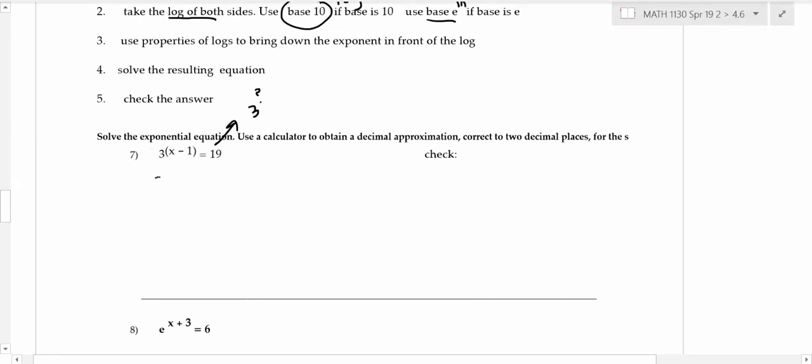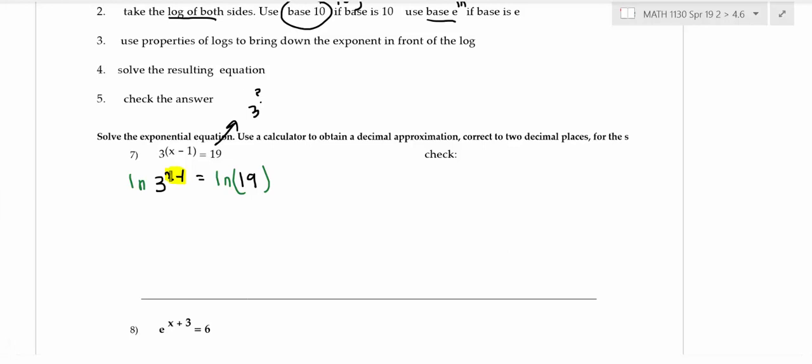So let's just write down the problem. We have 3 to the x minus 1 equals 19. And it's your call as to which logarithm you do. I'm going to just do ln of both sides of this equation. If you do log, that's okay too. It's up to you. So let's see if we remember some basic things. Do you guys remember what you can do to the exponent? If you do a log of something to a power, what can you do to that power?